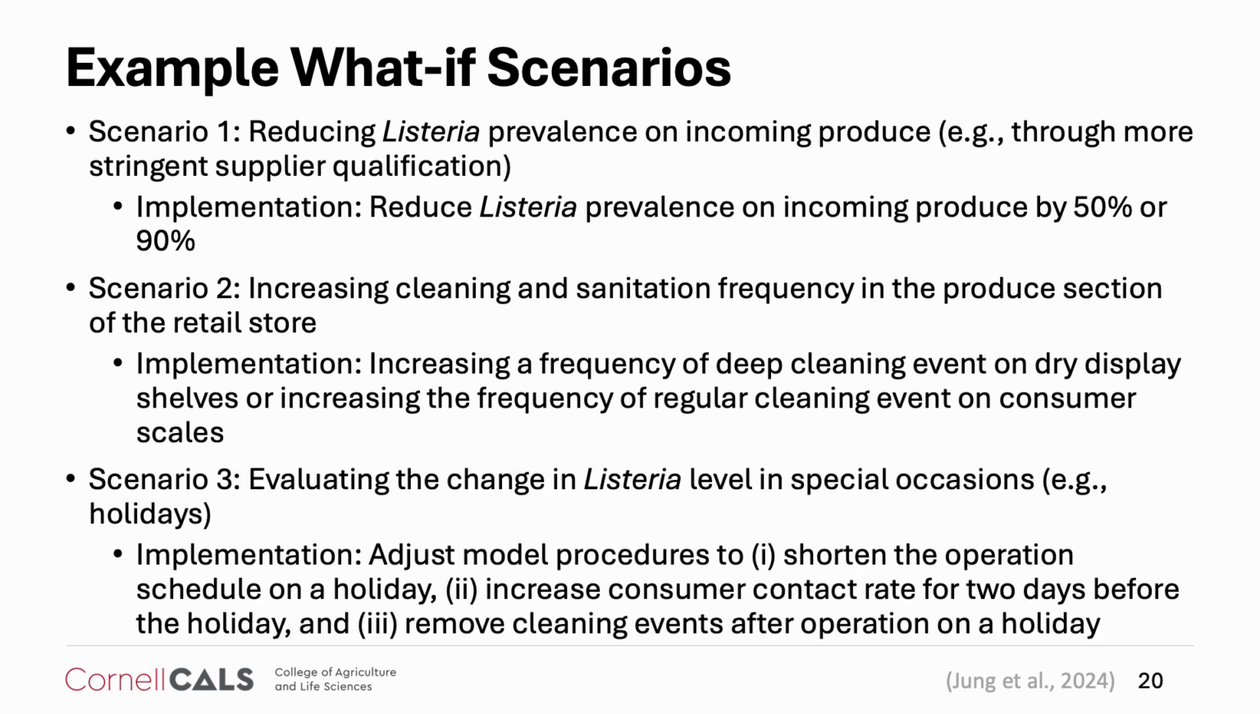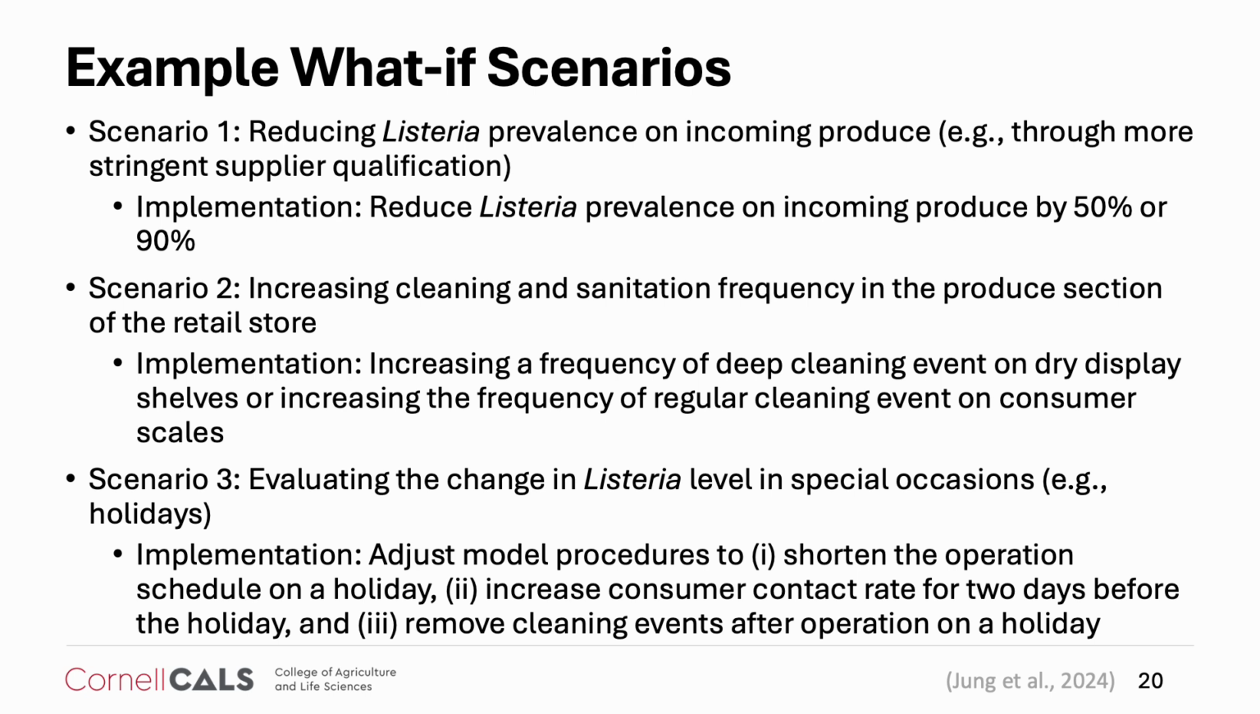Finally, other than corrective action scenarios, we can also account for special occasions such as holidays in the case of a retail store. Let's say we are trying to see if the month that has a holiday has any change in overall Listeria contamination level at the retail store. We can implement this by changing the operation schedule that accounts for the changes in the retail store, changing traffic level 1 or 2 days or several days before the holiday.